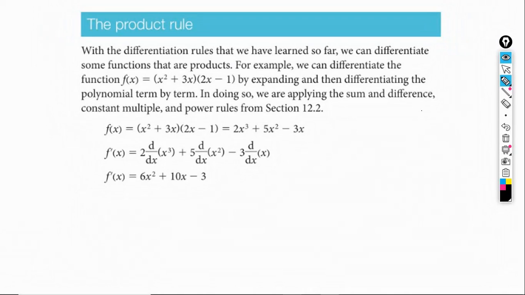Okay, folks, so next we're going to be talking about the product rule. So let's, for example, differentiate a function that looks like this. F of x equals (x squared plus 3x) in parentheses times (2x minus 1). So we know that we could expand this, as you see here. You can just expand it and then differentiate the terms one by one. But is there another way to do this? Yes, there is, and that is by using something called the product rule.